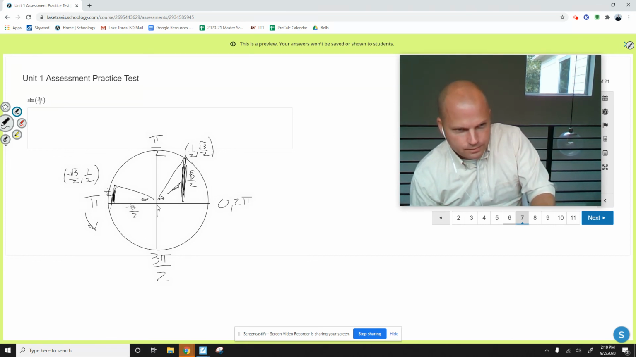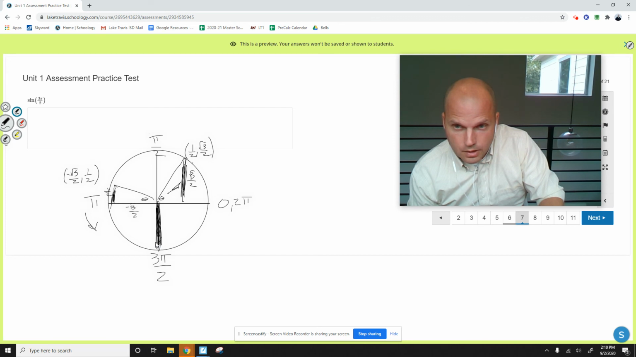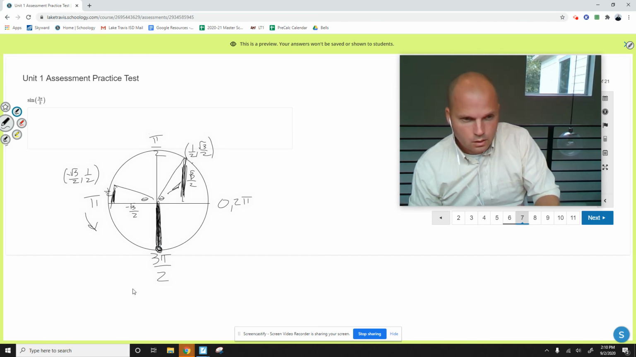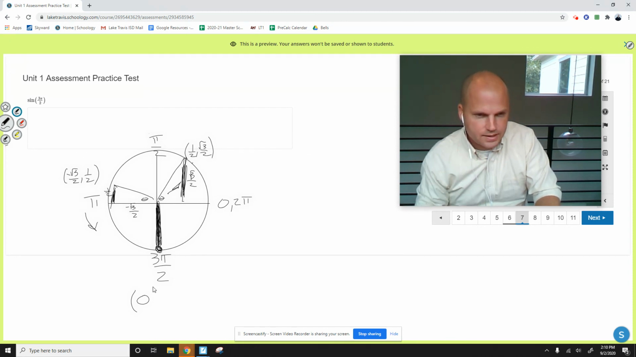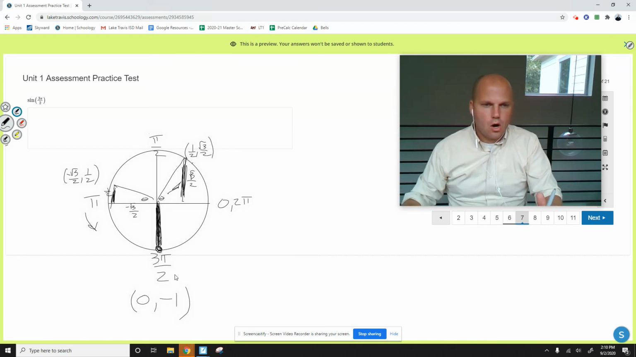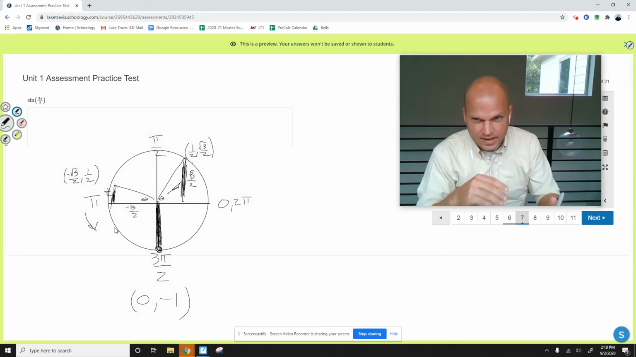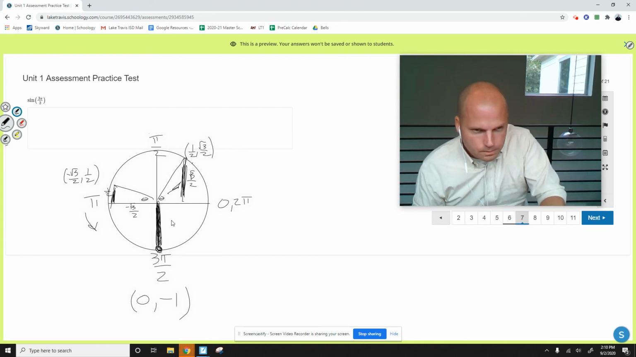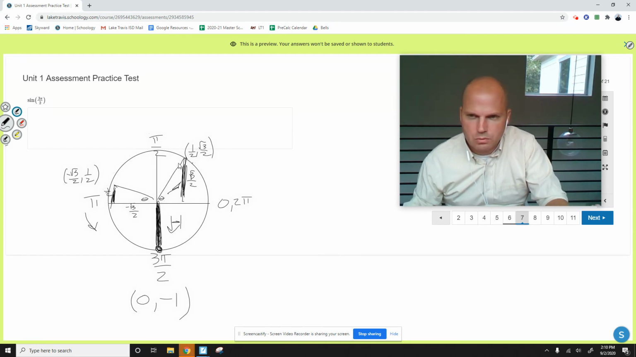3 pi over 2 down here. Okay. Well, this point here, what is that point? Well, 0, because I don't go to the left or right at all. There's no movement on the x-axis. And I go down 1. How do I know I go down 1? It's a unit circle. All points from the origin to here are all a distance of 1. Okay? So you can either think, oh, I went down 1. Since sine is my vertical distance, sine of 3 pi over 2 must be -1.